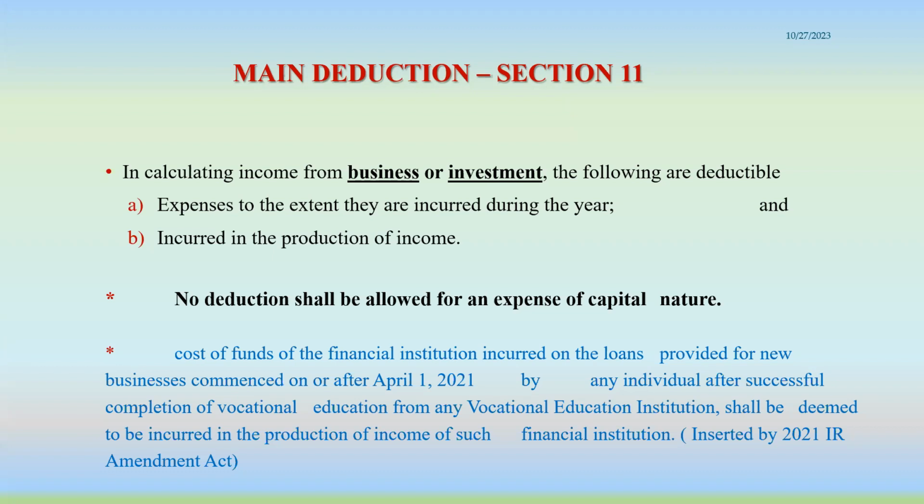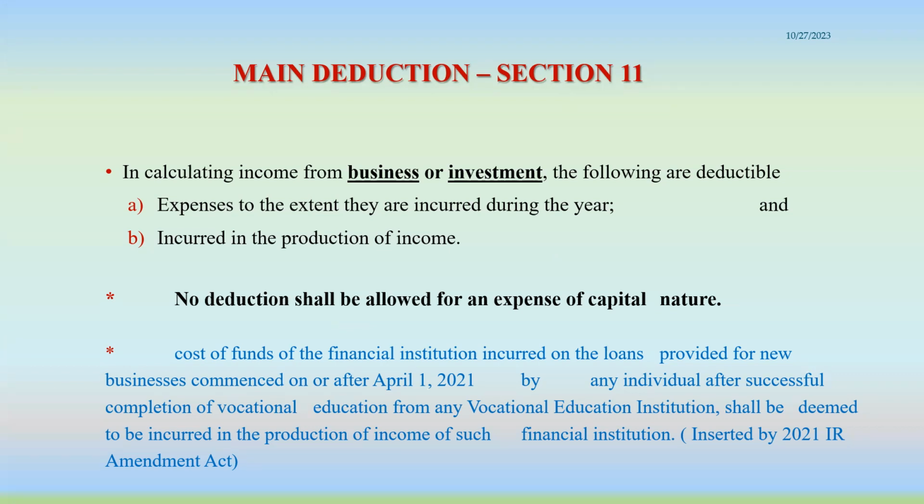So what is the meaning of a capital nature expenditure? Capital nature expenditure means an expenditure that is incurred, but the benefit of that expenditure goes not only for 1 or 2 months or 1 or 2 days, but for more than a 12 month period. That kind of expense we consider as capital nature expenditure. So that kind of expense is not allowed as a deduction under section 11.